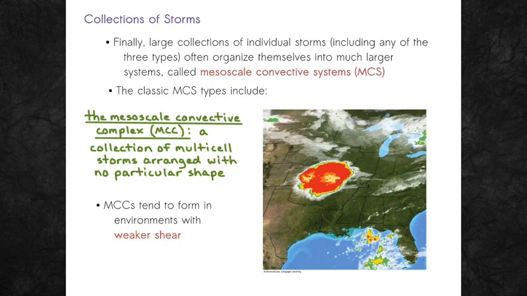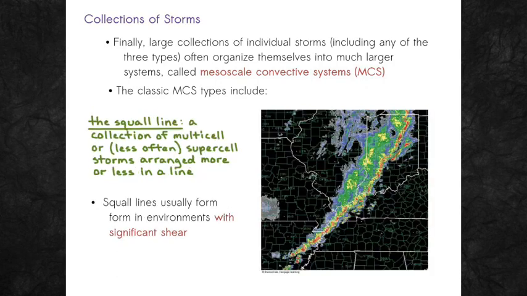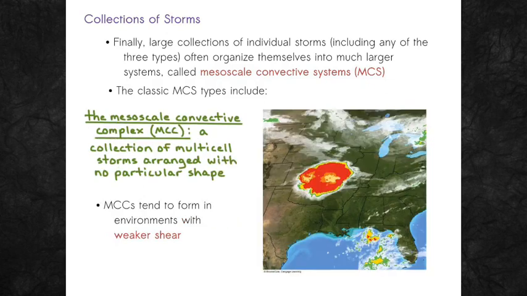I guess the last thing I'll point out is that when these collections of storms form, the squall line is more likely to form in an environment that has a fair amount of shear associated with it, which is often the case with cold fronts because the cold front is associated with a cyclone, which has the jet aloft. Whereas the mesoscale convective complex typically just forms in an environment without much shear, and all these things just form in a random way.